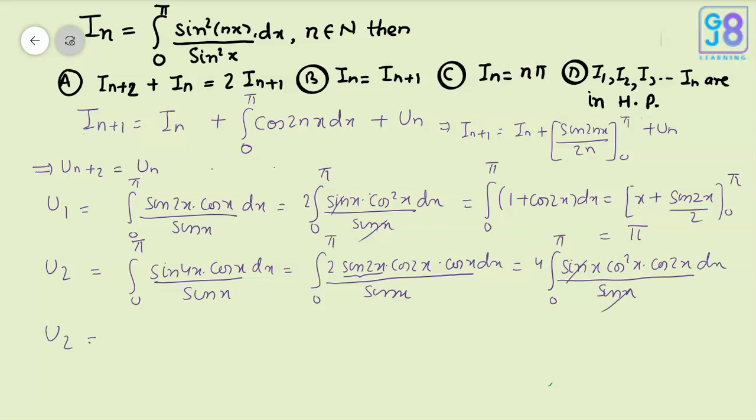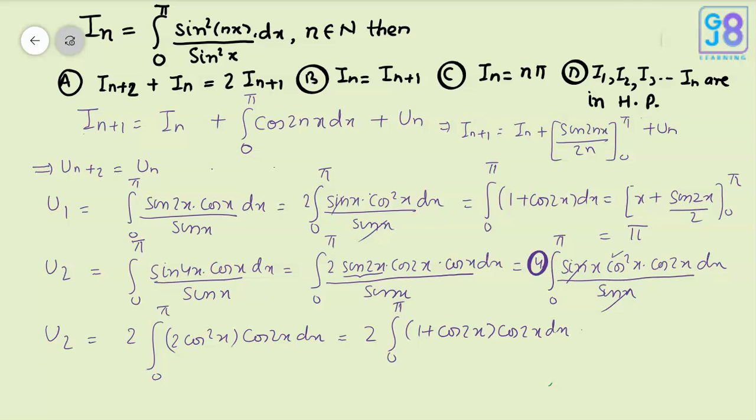Then again what I'll do is I'll take 2 from this 4 and write u2 as 2 times integral 0 to pi of 2 cos square x, and then 2 cos square x can be further written down as 1 plus cos 2x. So if we write all of that, we'll finally get u2 is equal to 2 times integral 0 to pi of 1 plus cos 2x times cos 2x. So again, if we multiply by this cos 2x and simplify the integral, this will give me 2 times integral 0 to pi of cos 2x plus cos square 2x.